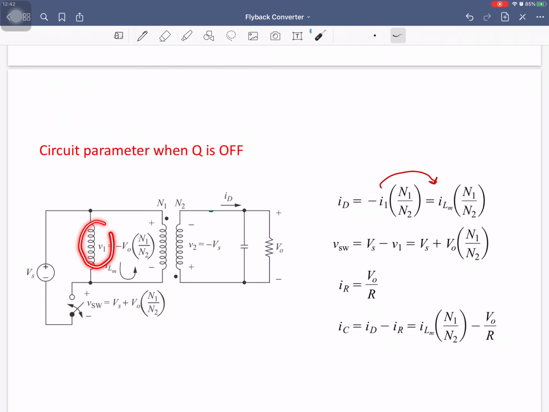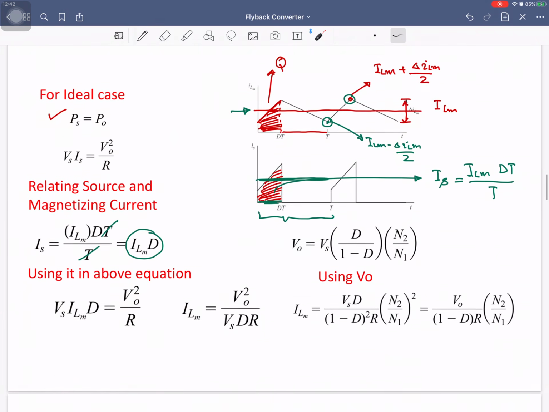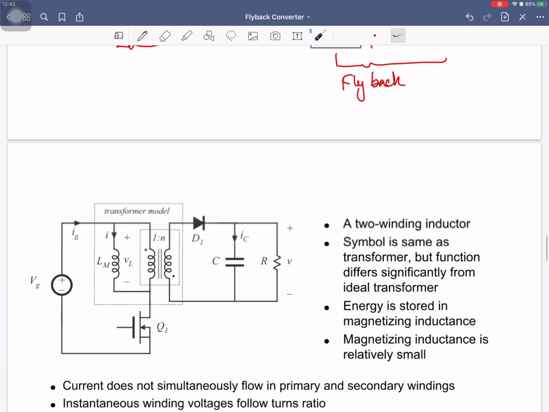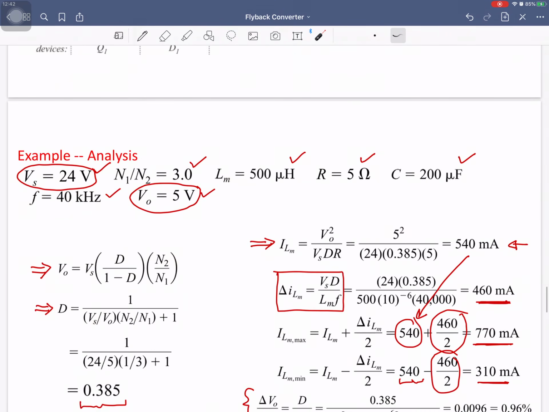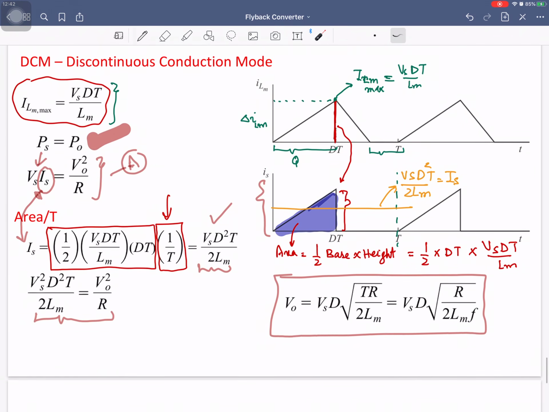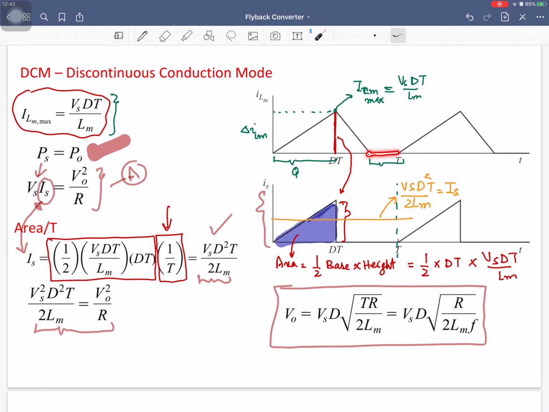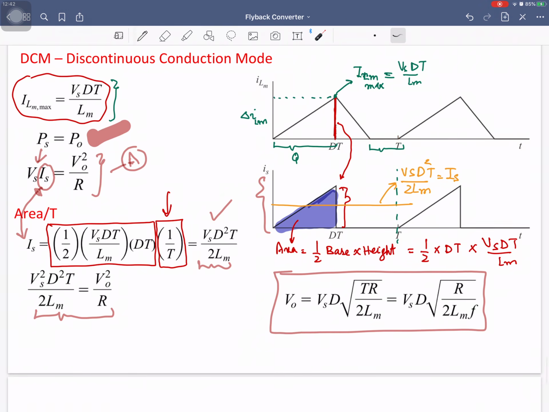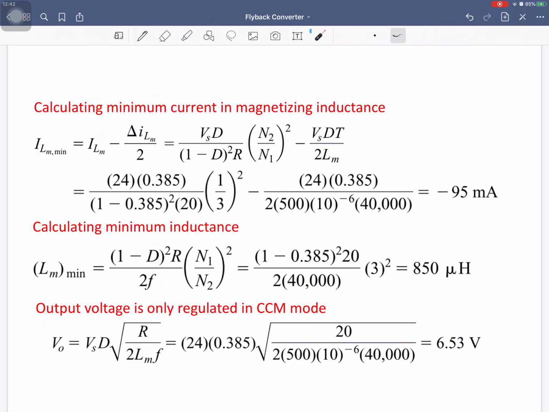Because once the whole of the energy stored over here is delivered, the current will become 0. The current cannot flow in the opposite direction. This is not possible. So negative current is not possible in the magnetization branch in the flyback converter. So we are getting the negative minimum current, minus 95, which is not possible. Our current will be limited to 0, and after that it will stay at 0. Negative current will not be there. So it means our converter is operating in the discontinuous conduction mode.